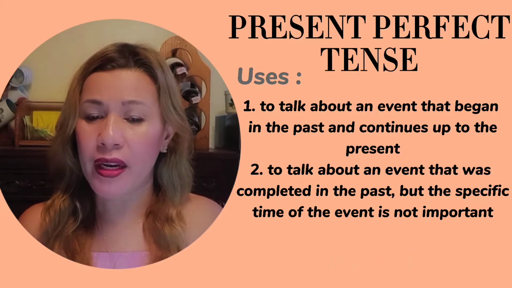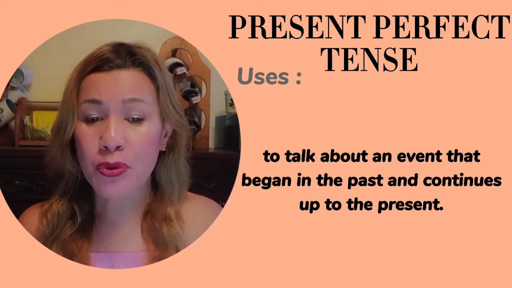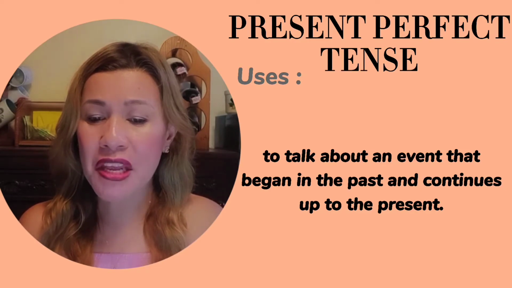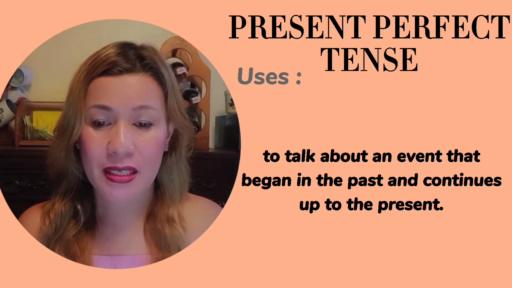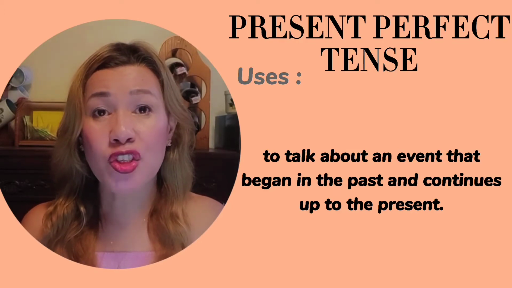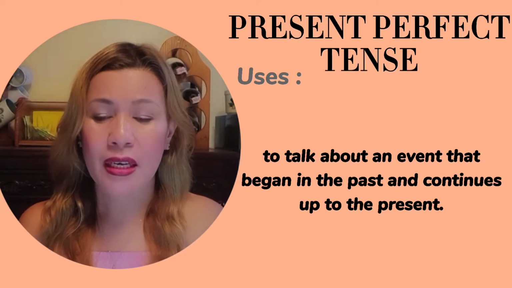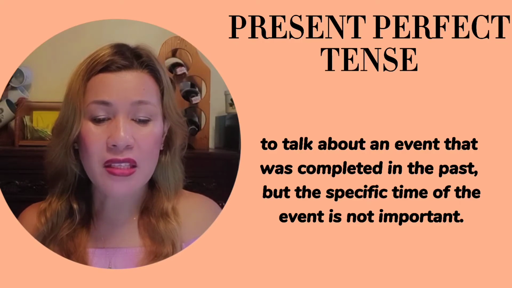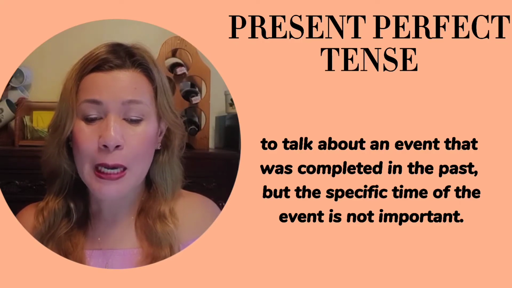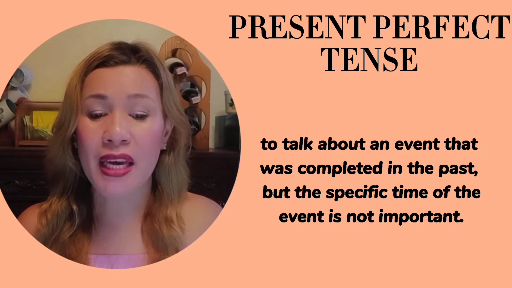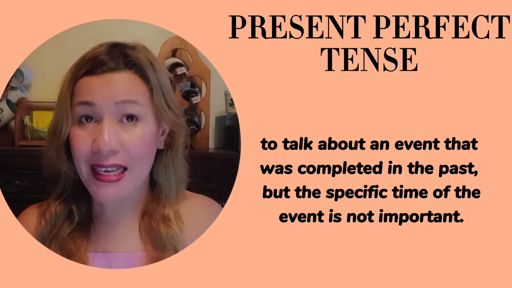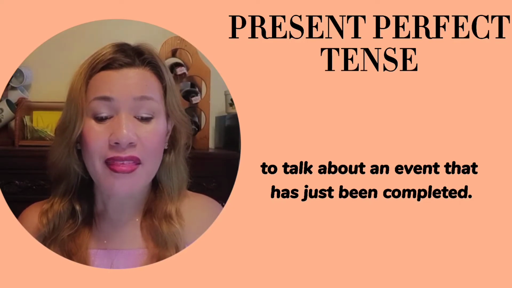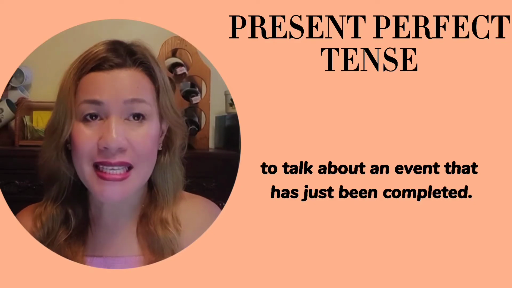Use number one. The present perfect tense is used to talk about an event that began in the past and continues up to the present. Don't worry guys, because I will be illustrating these in a bit. Use number two. It is used to talk about an event that was completed in the past, but the specific time of the event is not important. And lastly, the present perfect tense is used to talk about an event that has just been completed.